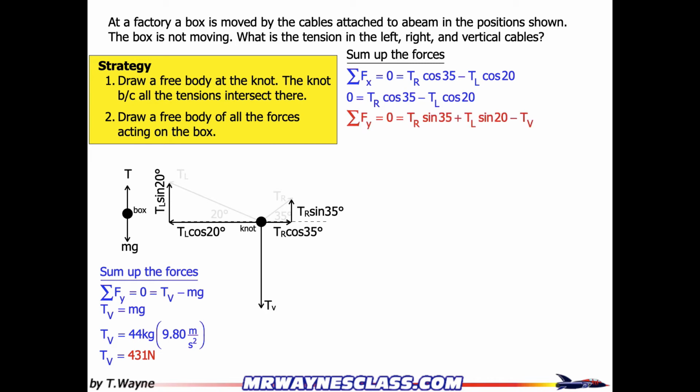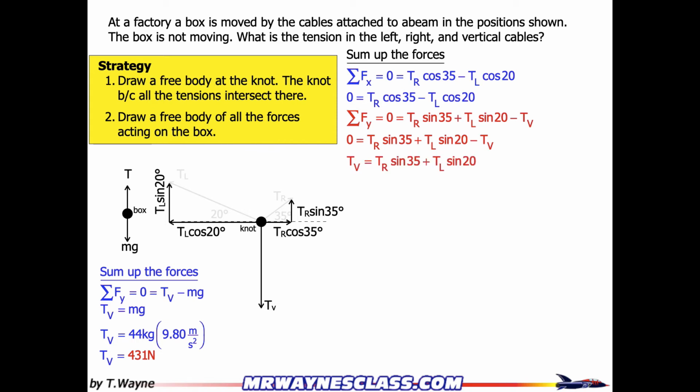Sum of the forces in the y direction, I should have let you pause and do that one. Sum of the forces in the y direction is equal to TR sine 35 plus TL sine 20 minus TV. So there are three vectors that are in the vertical direction, and this is how they add up. All the ones pointing up minus the one pointing down. All right, so that means that 0 is equal to TR sine 35 plus TL sine 20 minus TV.